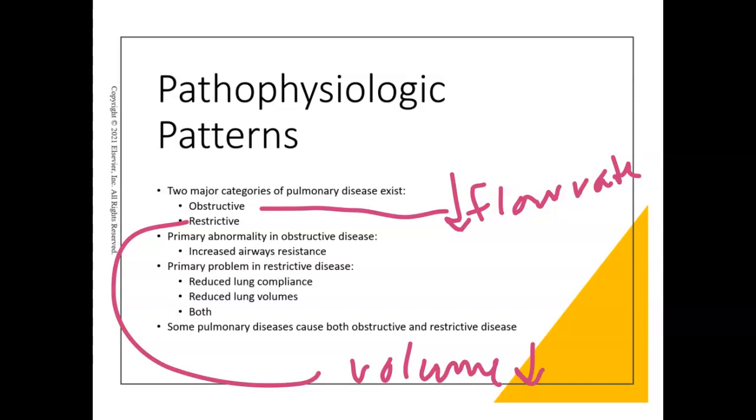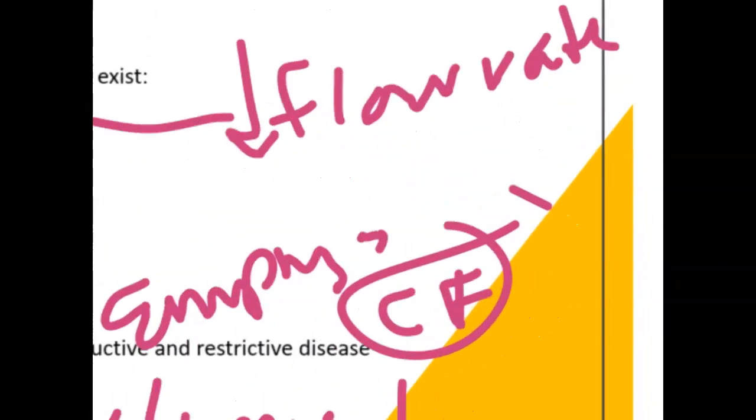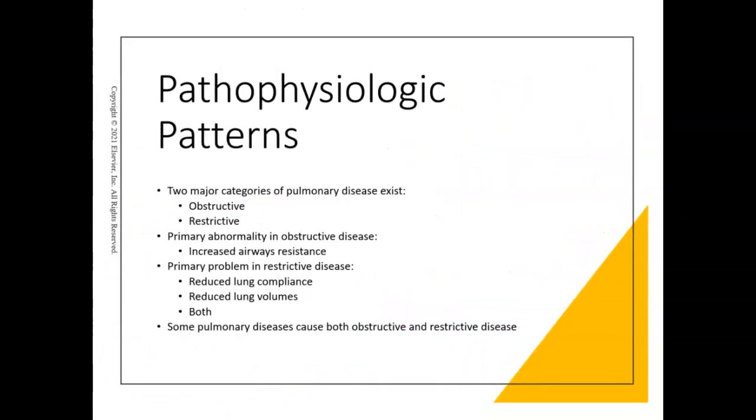Some diseases are both. A good example of a disease that is both would be cystic fibrosis. Emphysema can also be an example of both. You can have some restrictive and some obstructive components of emphysema sometimes, but mostly we're talking about CF when it comes to restrictive and obstructive.